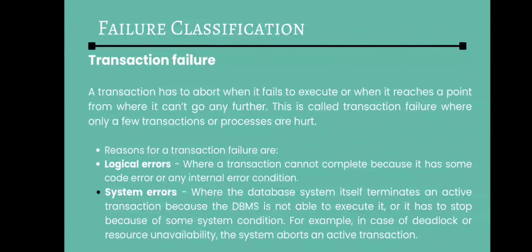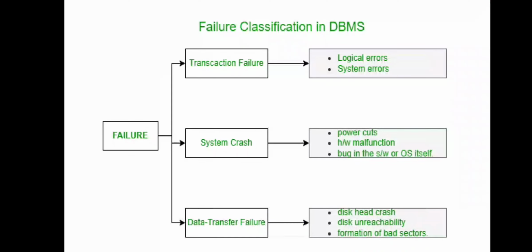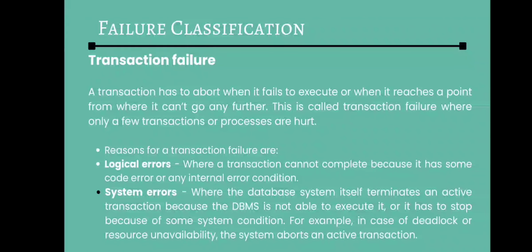So here I have given it in a deeper sense, and I have told you what it means. Logical error means when a transaction cannot complete because it has some code error or something. Like in a coding language, if you have a semicolon left out in your code and it gives you an error, that is known as a logical error. System error, when the database system itself terminates an active transaction because the DBMS is not able to execute it, is known as a system error. It means because of some system failure you can't do your process.